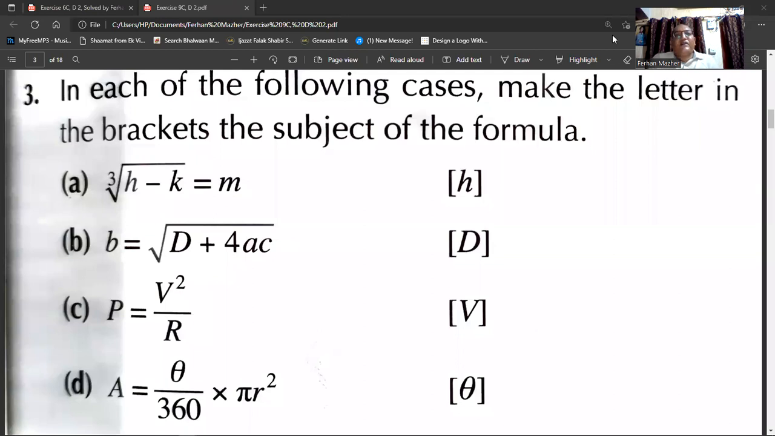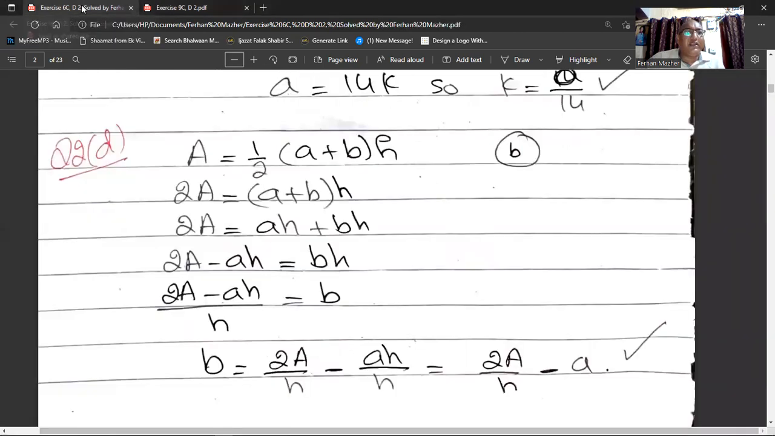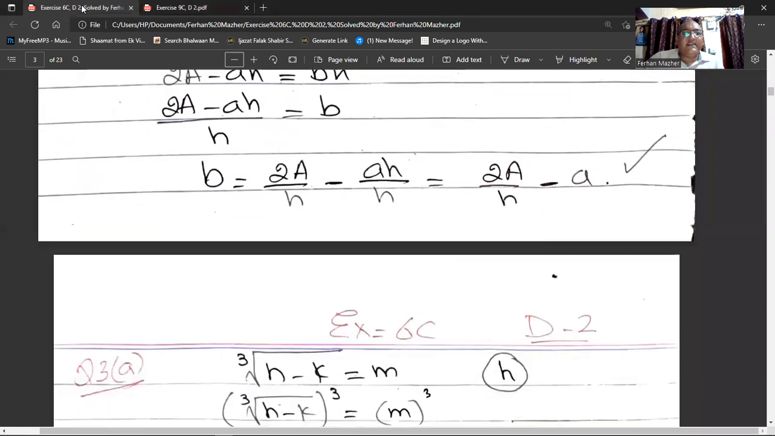Okay, so we are working on question number 3. It says in each of the following cases, make the letter in the brackets the subject of the formula. We have the third root, and under the radical sign we have h minus k, and that is equal to m. We want to make h the subject of the formula. So first of all, I have to get rid of that radical sign. This is called the radical sign, because this is a third root. If you want to get rid of this, you will have to take the cube on both sides.